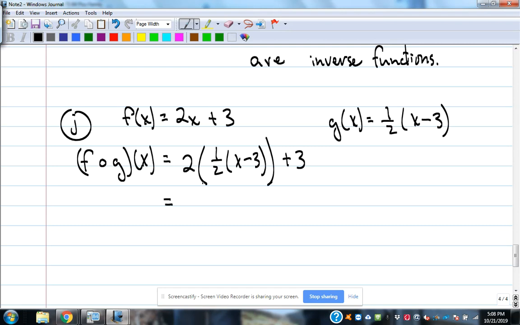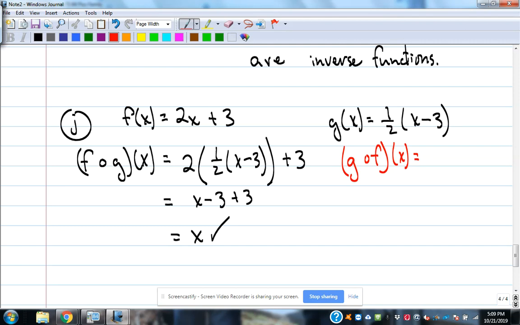So 2 times 1/2 is 1. 1 times x minus 3 is x minus 3 plus 3. Hey, that looks promising. So it checks in that direction. Let's go the other direction. g composed with f of x.